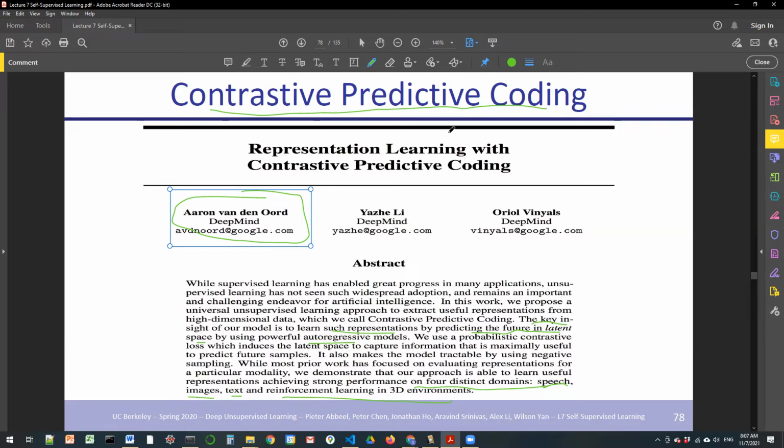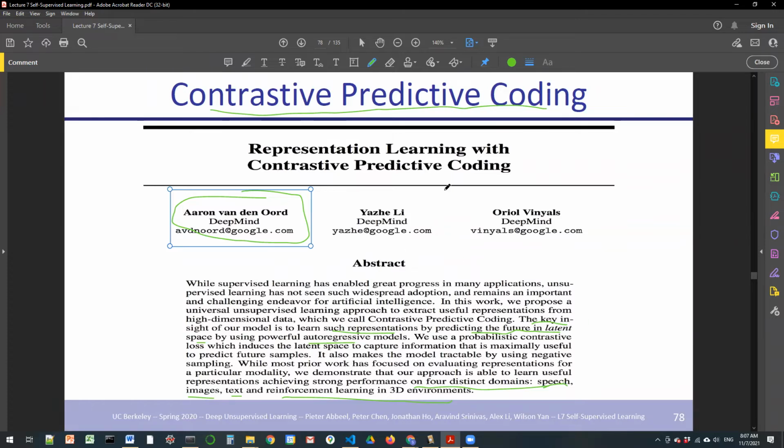So where we stopped last week was thinking of contrastive predictive coding as a generalized method that can be adopted for self-supervised learning and learning representations in multiple domains, not just in one domain like images, but in multiple domains like speech, image, text, as well as RL.